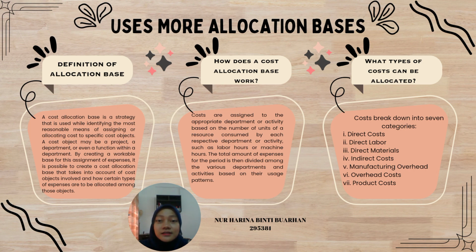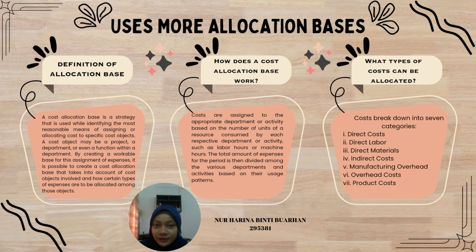Next, how does a cost allocation base work? Costs are assigned to the appropriate department or activity based on the number of units of resources consumed by each respective department or activity, such as labor hours or machine hours. The total amount of expenses for the period is then divided among the various departments and activities based on their usage pattern. What types of costs can be allocated?